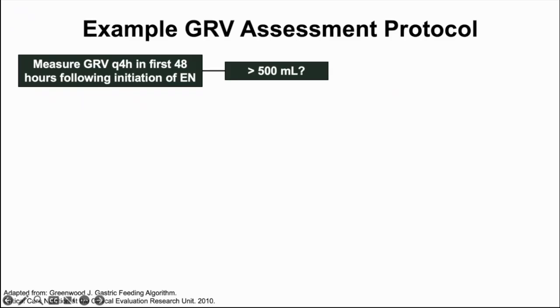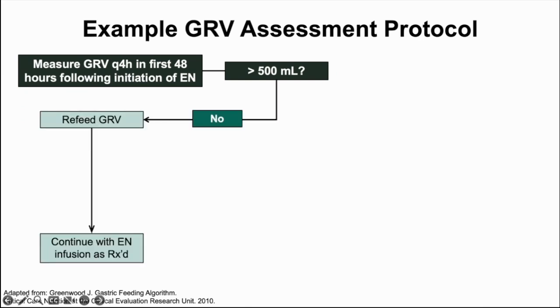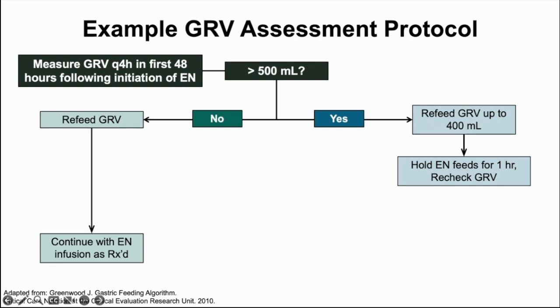Here we have outlined a simplified example of a GRV assessment protocol. GRVs are typically measured every 4 hours for the first 48 hours after EN is initiated. If the volume of the GRV is less than 500 milliliters, the threshold we have set for this example, then the volume of the stomach contents aspirated is refed via the syringe and EN continues as prescribed. Conversely, if the GRV is greater than 500 milliliters, 400 milliliters of the GRV should be refed and the EN infusion should be held for 1 hour.